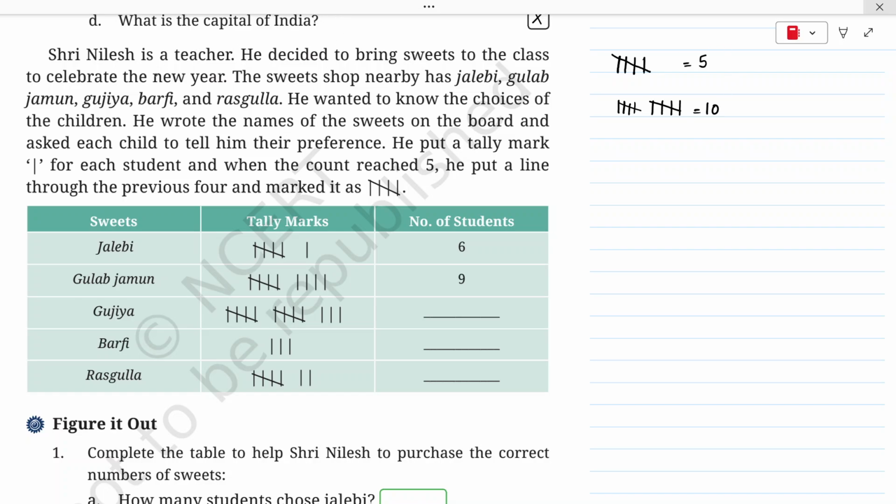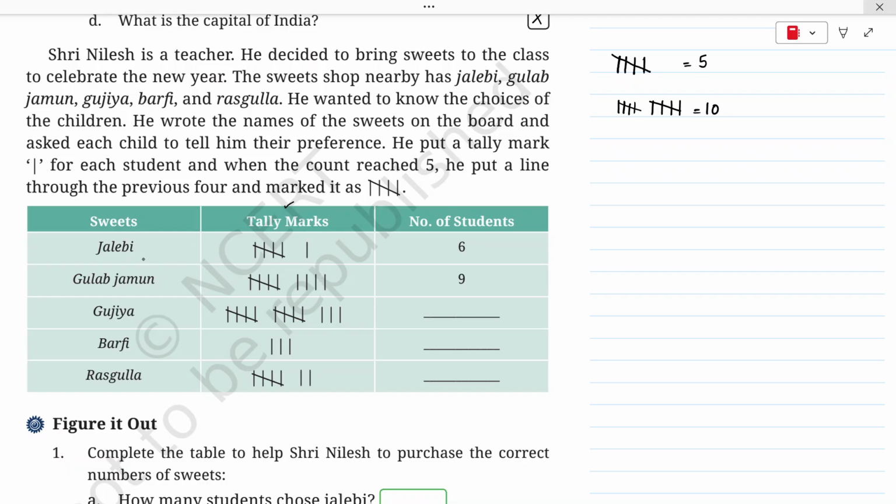So now what is being said here is that there is a teacher named Naresh and he wanted to bring sweets to the class. This is the list of the sweets which he is interested in getting for the kids. Now what he is doing is, he is asking every kid in the class their preference, and he is making the count using the tally marks method. So let us see what we have to do here.